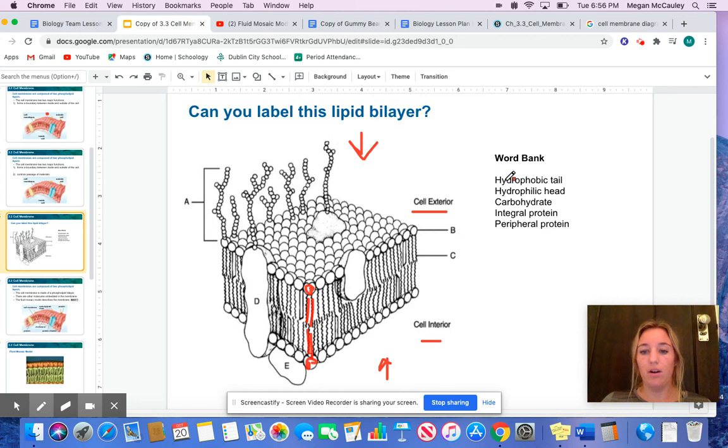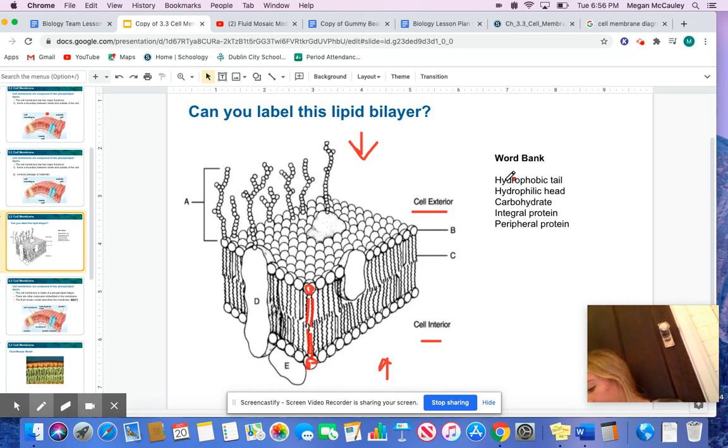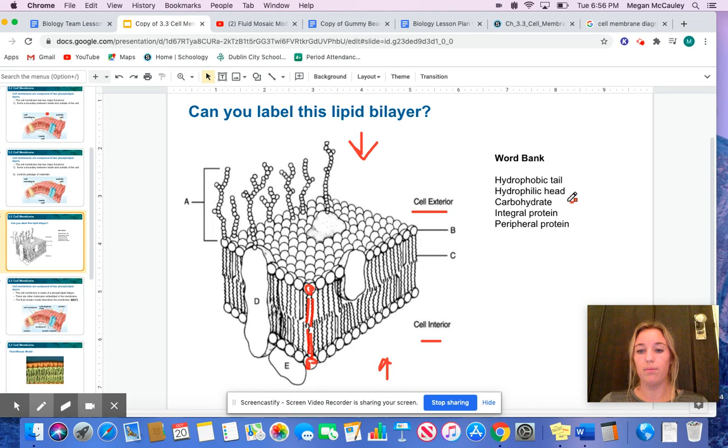So then we talk about carbohydrates. And if you remember from the reading, a carbohydrate has a specific function, and it's kind of like an identification tag for the cell. It kind of lets the world around it know what that specific cell function is, and it distinguishes it from other cells. Okay, so that's what carbohydrates do. Okay, hydrophobic, water-fearing, hydrophilic, water-loving.